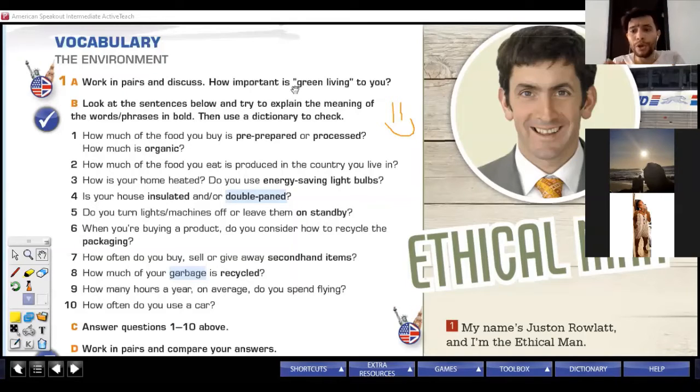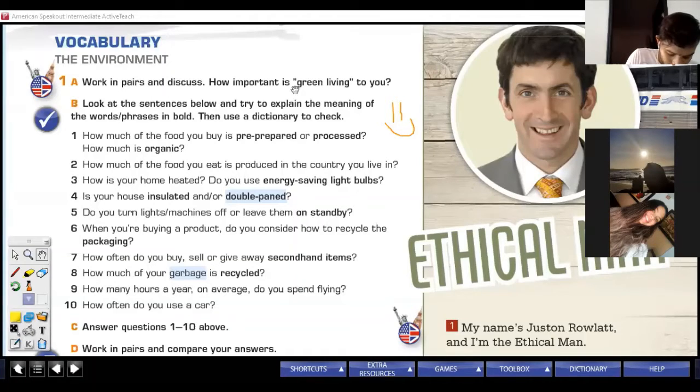Now, what do you think is processed food? Processed. Go ahead, Miss Maria. I think that processed is food that has had some sort of chemical or industrial treatment in order to cook it. Exactly. Normally, it has some special industrial treatment. The preparation is a little complex and it has some chemicals inside. Very good, Miss Maria. And how about organic? What do you think organic means? What is the meaning of organic food?